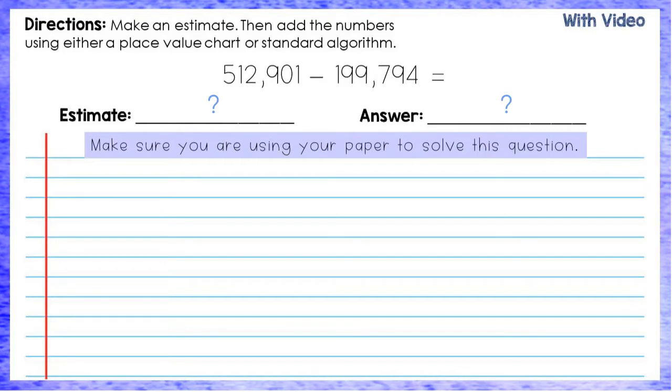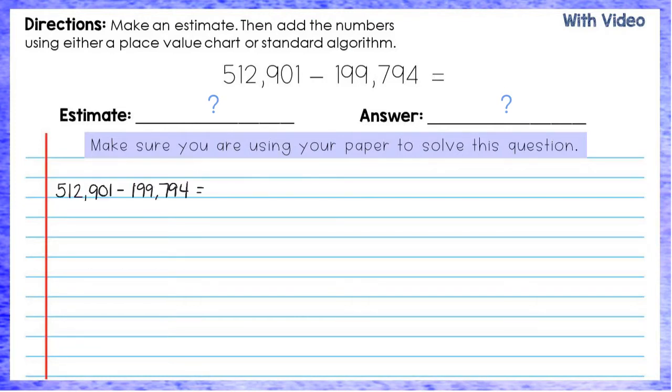You must have a piece of paper in front of you to solve all multi-digit addition and subtraction problems. We're going to begin by writing our equation 512,901 minus 199,794 on our paper. Pause the video and do that.